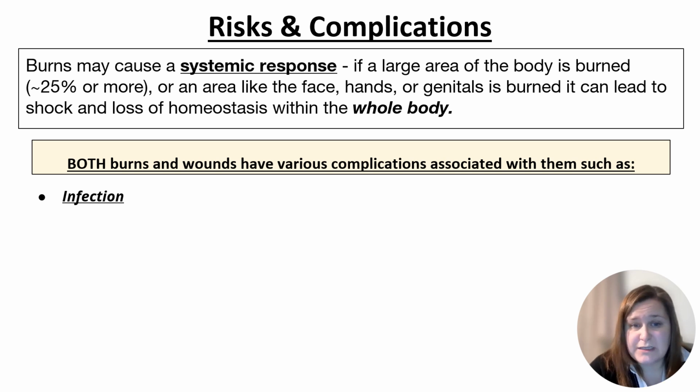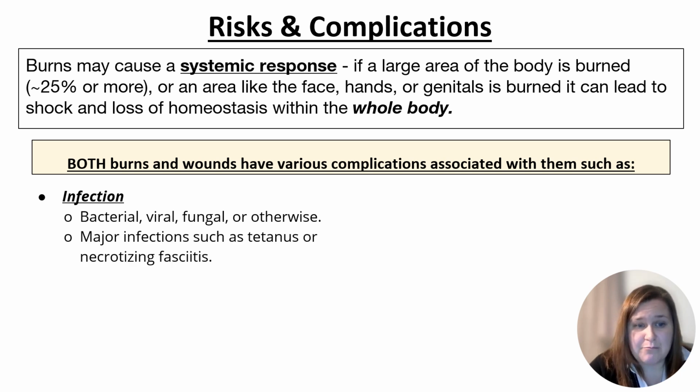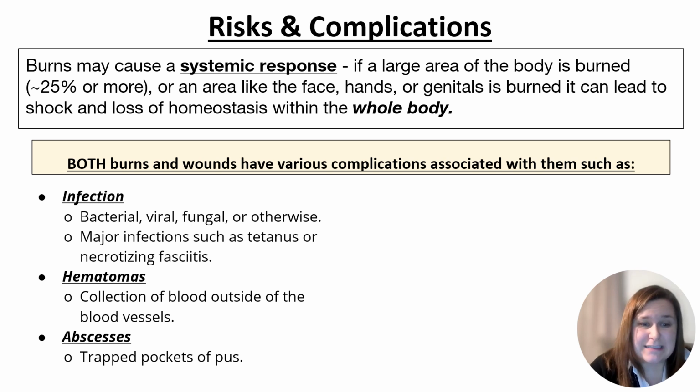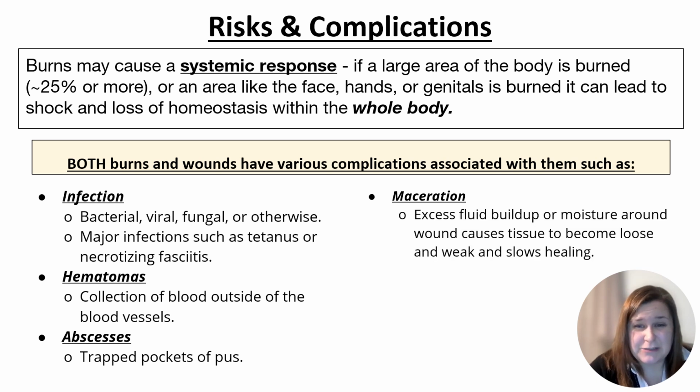Both burns and wounds can have various complications associated with them, such as infection, like bacterial, viral, fungal, or other infections. Major infections such as tetanus or necrotizing fasciitis can occur. We can also get hematomas, which are collections of blood outside of the blood vessels, but within the skin. And we can also have abscesses, which are going to be little trapped pockets of pus. So those are all reasons why burns can be a real problem. We can also get maceration.